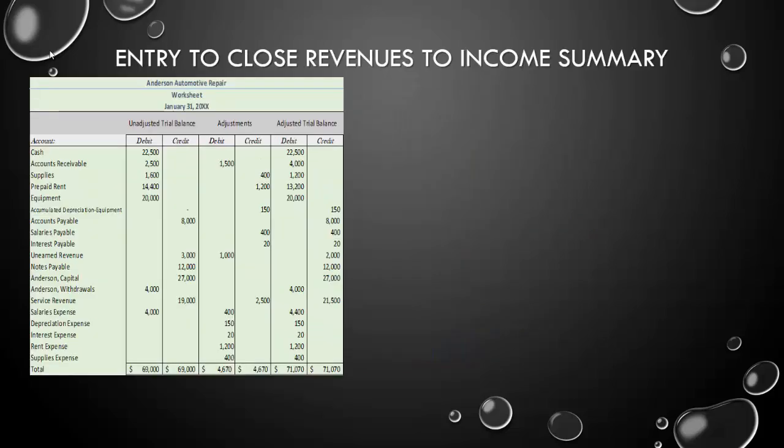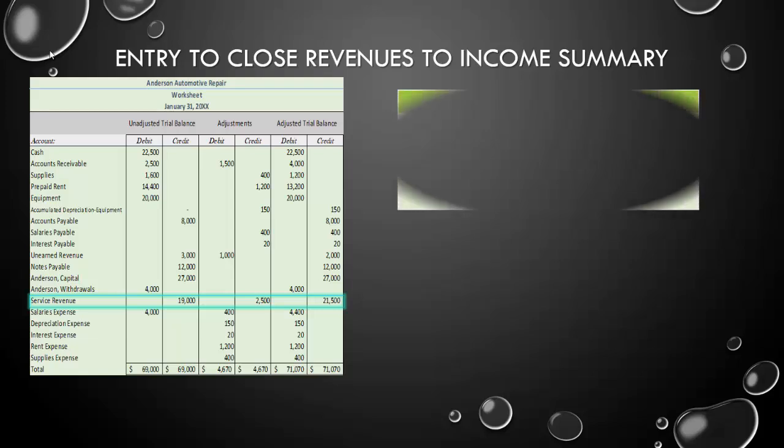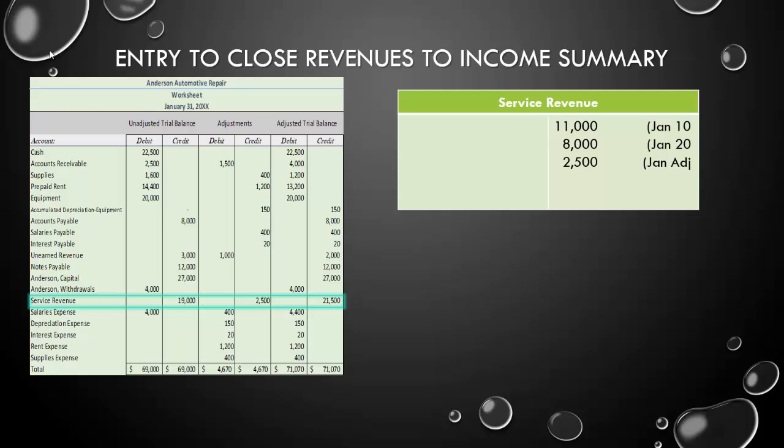The first entry we're going to prepare in this closing process is the entry to close revenues to income summary. Well, what are our revenue accounts? We only have one, service revenue. And service revenue had an adjusted trial balance of $21,500. We could go into our T accounts and look it up and see how we got there. I'm just making these numbers up for this example, but let's assume that Anderson Automotive Repair had an $11,000 credit to service revenue on the 10th of January, another $8,000 on the 20th of January, and they made a $2,500 credit to service revenue during their adjustments at the end of the month.